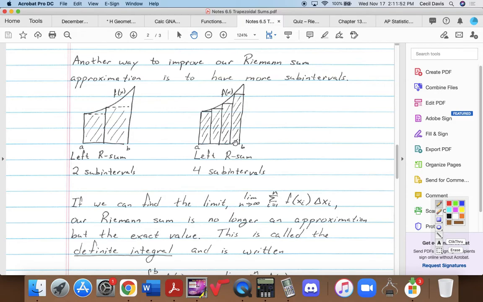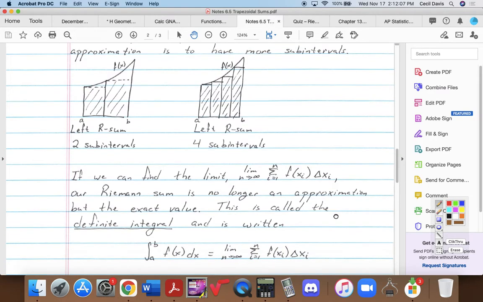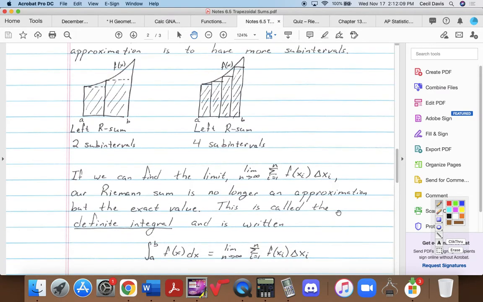So if we can find the limit as n goes to infinity, as i goes from 1 to n, of f of x sub i times delta x sub i, our Riemann sum will no longer be an approximation but the exact value, and that's called the definite integral. We've talked about this already. So the 2 ways to make your approximation better: the trapezoidal rule, that's better, and more subintervals, a lot more subintervals especially, much better.